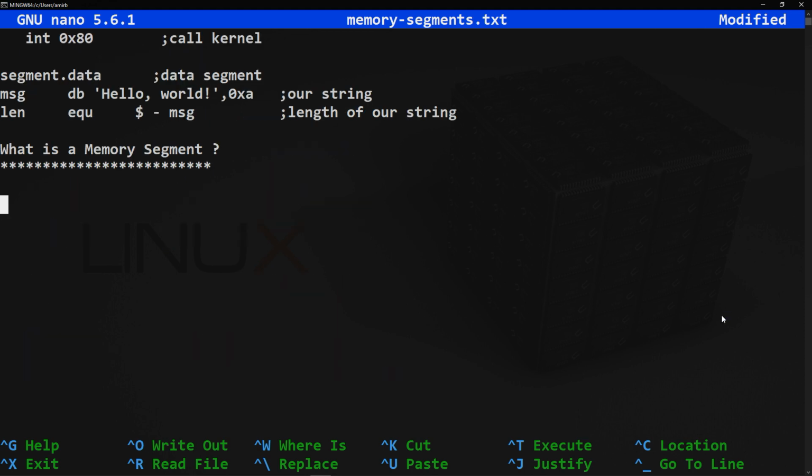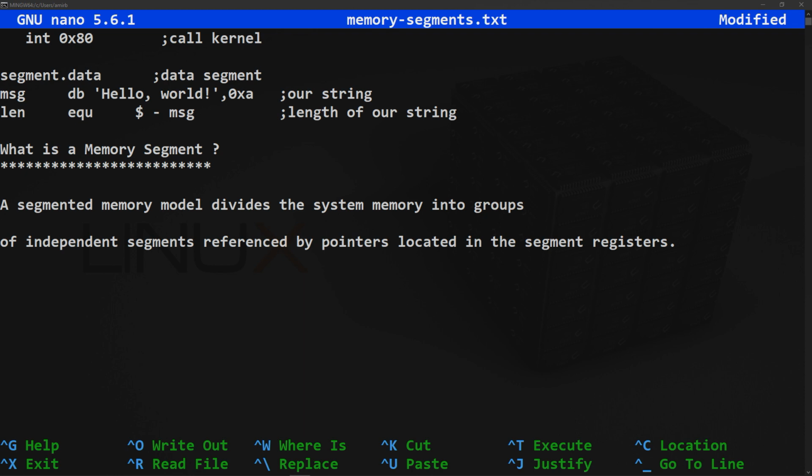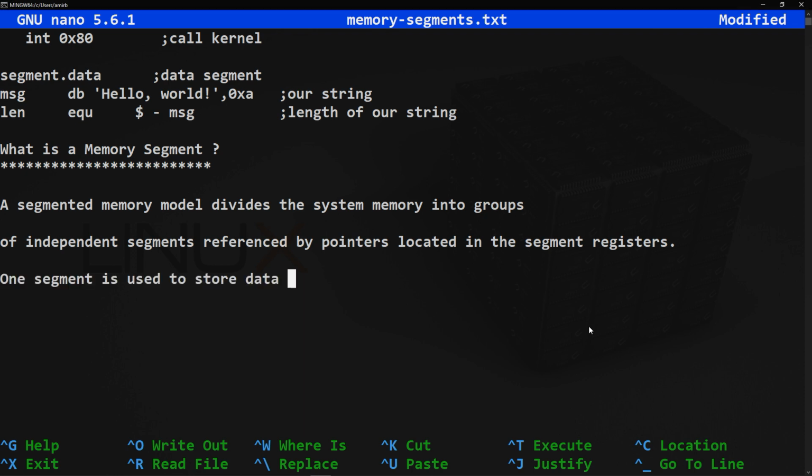So what is a memory segment? A segmented memory model divides the system memory into groups of independent segments referenced by pointers located in the segment registers. And we're going to explain registers in the next lecture. But for now, you need to know that the system memory is divided into three different groups of independent segments. One segment is used to store data, and this is represented by the .data section and the .bss section.